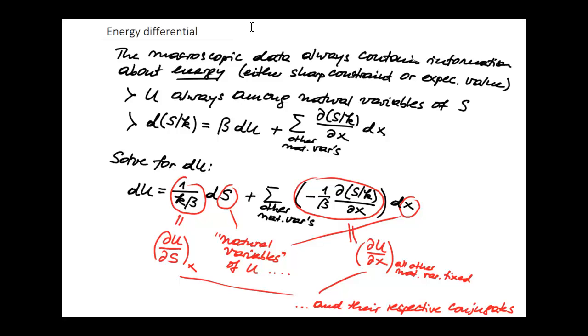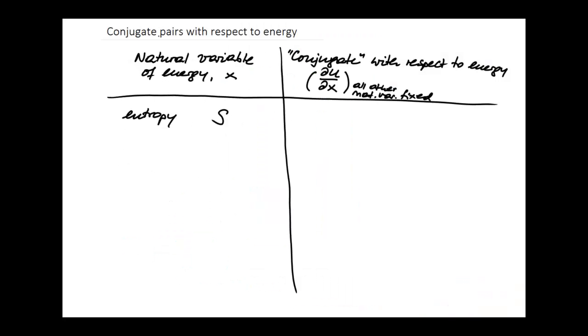Now, you know from your introductory lectures on thermodynamics that the energy differential has the form du is equal to T ds, where T is the temperature. So what you have in front of the entropy, this is by definition the temperature. So in our table, we can write that the conjugate of entropy with respect to energy is the temperature. This is how in this more theoretical framework we introduce the temperature.